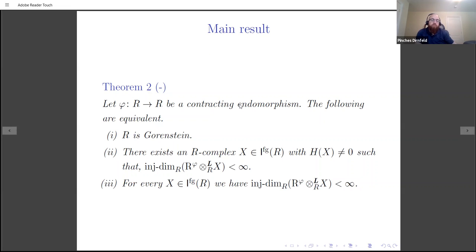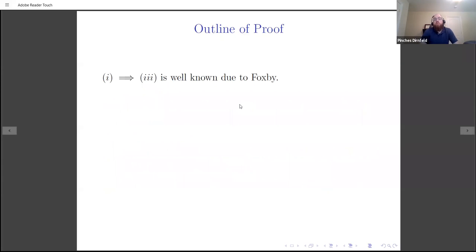All right, so for the rest of the talk, I want to outline how this proof is, and then dissect the outline of the proof, and to see where the interesting parts to prove is, and then show how I do this. All right, so one implies three is easy.